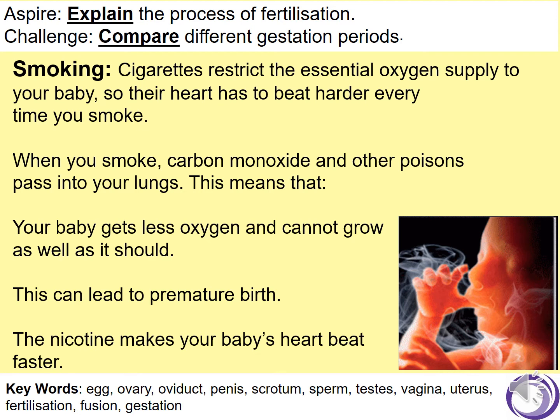Because they get less oxygen, they don't grow as well as they should, so they're smaller. And that can lead to premature birth, so they don't reach full term. And we'll be talking about this word gestation that's in the challenge above shortly. And also nicotine as a stimulant makes the baby's heart beat faster. So smoking is a key lifestyle choice that will have a direct impact negatively on the development of a baby, and the reasons why are in front of you there. Let's have a look at another one.